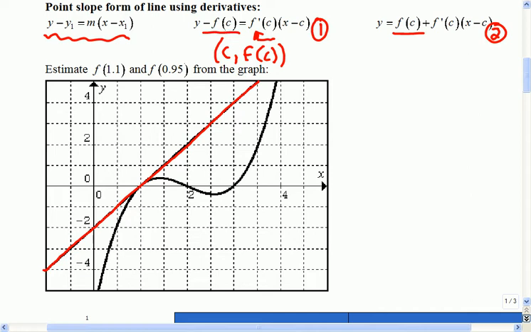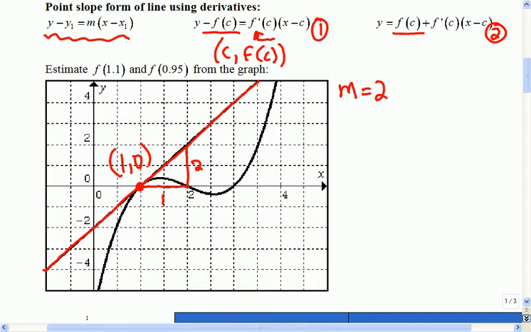The scale is a little different. If I go like this, that's 1 unit over. That's 2 units up. So the slope is actually 2, right? So the slope is 2. And the point that I'll be using at the tangent there, that's the point (1, 0).